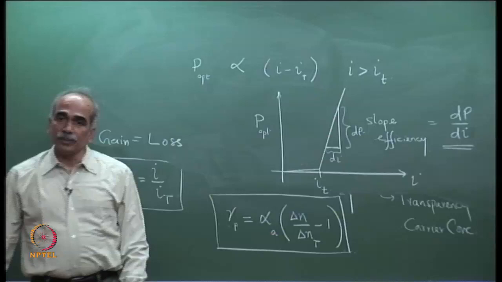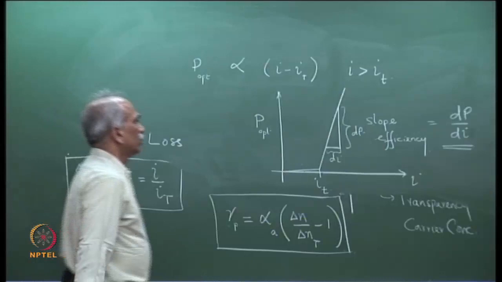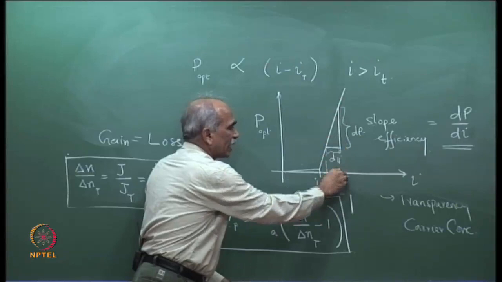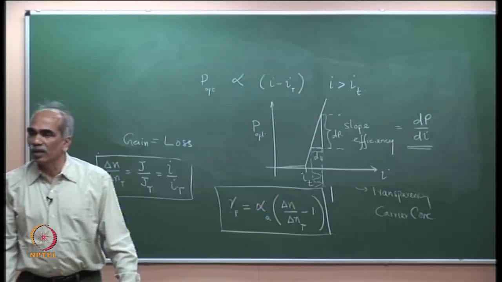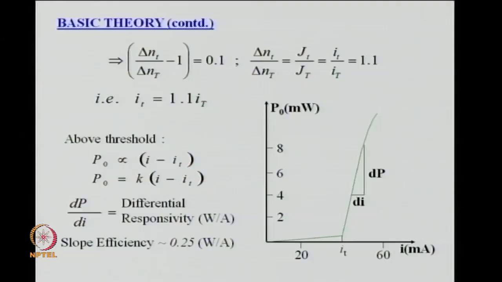You would like to have as high a slope efficiency as possible, so that a very small excursion in a modulating signal here will lead to a large excursion in the optical power. So the slope efficiency is important for modulation. Typical numbers are given, 0.25, 0.35, and so on. It is also called differential responsivity.